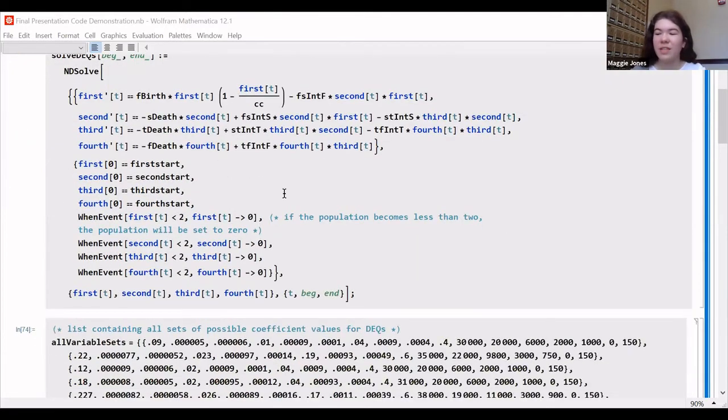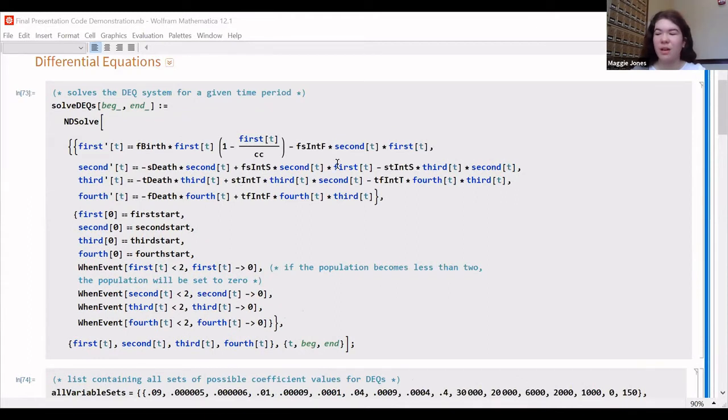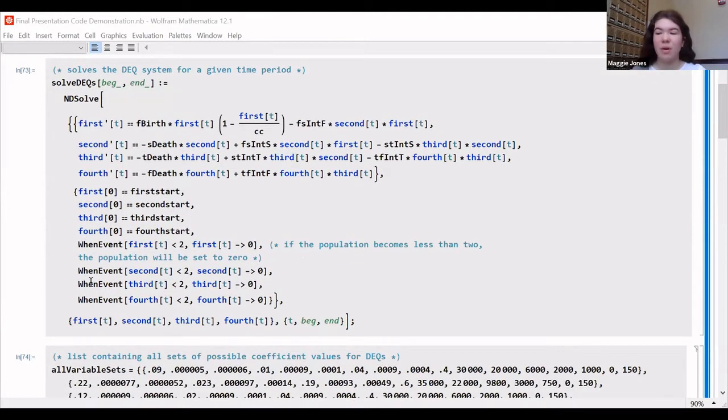So first we have the SolveDEQs function that returns the solution plot for each species over time. We use the NDSolve function in Mathematica to solve the differential equation system we just discussed. We also added a condition to the differential equation system using the WhenEvent function. This built-in function acts to set the population of a species to 0 after the species dips below 2 individuals, because you need at least 2 animals for reproduction, so if there are less than that, the species will die out from the ecosystem. We did this because we were having a problem where the species population would go to a very small decimal number instead of reaching 0.